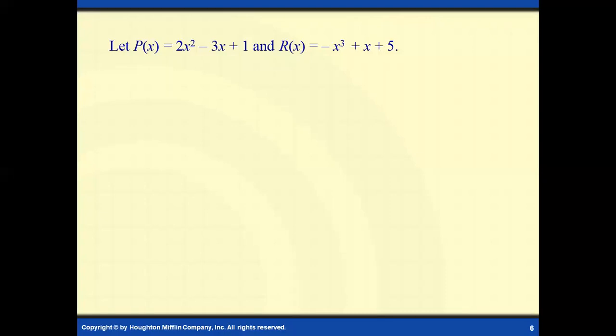Now collect like terms, so you have minus x cubed. X squared is the only one standing. This is plus 2x squared. Minus 3x plus x, that is minus 2x. 1 plus 5, that is plus 6. And that will be your answer.